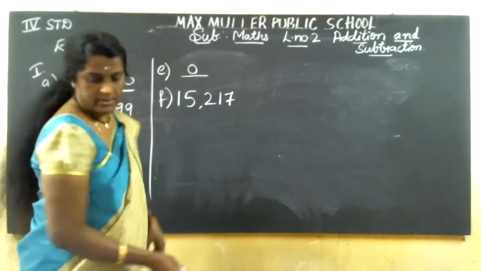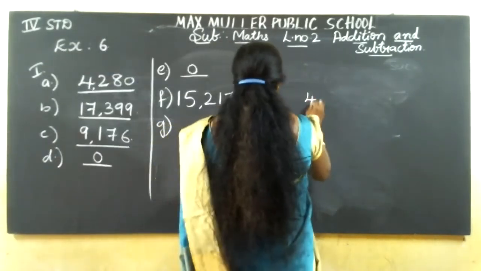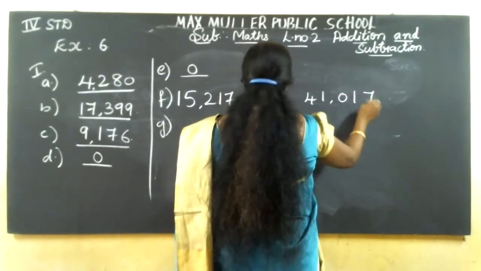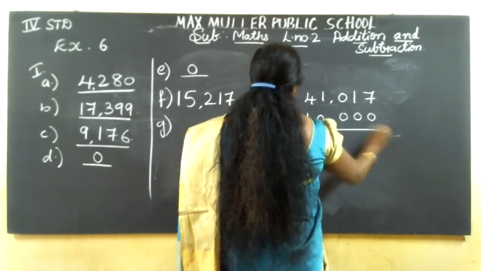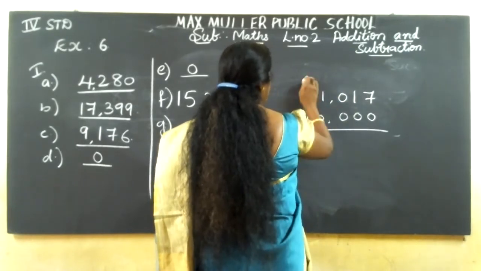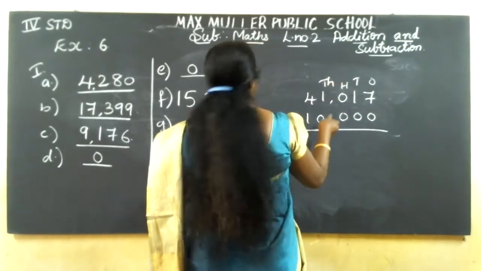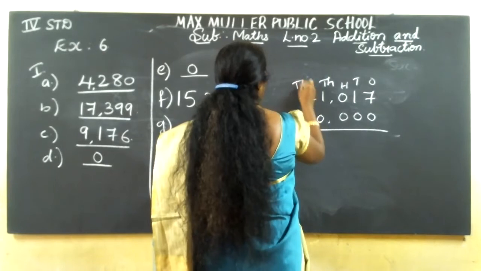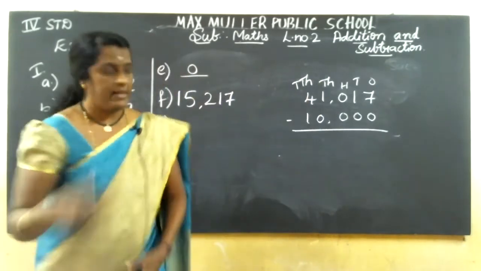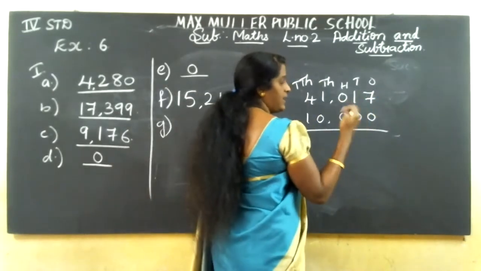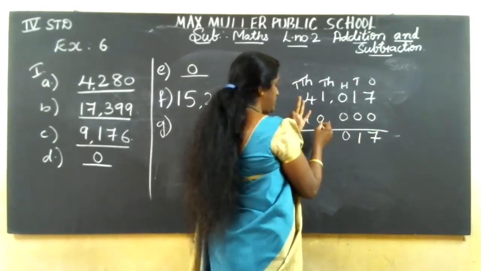Next, G. 41,017 minus 10,000. If you want to do minus 10,000, only the 10,000's place will change. This is ones, tens, hundreds, thousands. That time we changed the thousands place, so 16,000 became 15,000. Now we change the 10,000's place, so 4 will become 3. The other numbers will be the same because of 0. In 7 we can't cut 0, so 7 only.